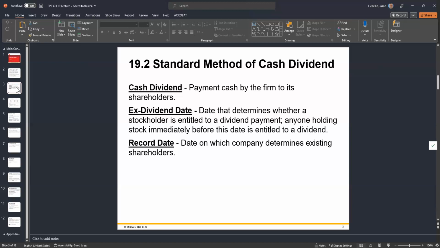So the question comes, who has the right to that dividend? Because if you sell the share one day before the dividend, then yes, the previous owner gets the dividend, not the next owner. So the ex-dividend date pretty much sets a deadline. If you own the share on or before this date, you get the dividend. If you own the share after that date, you do not. The previous owner gets it. And then you have the record date, on which the company determines existing shareholders. Pretty much the day of record, just what it sounds like. It's just a list of names.